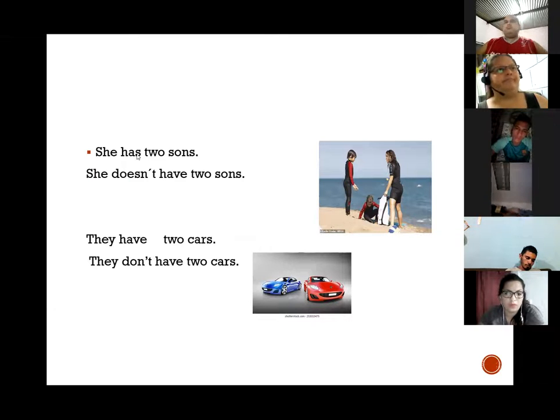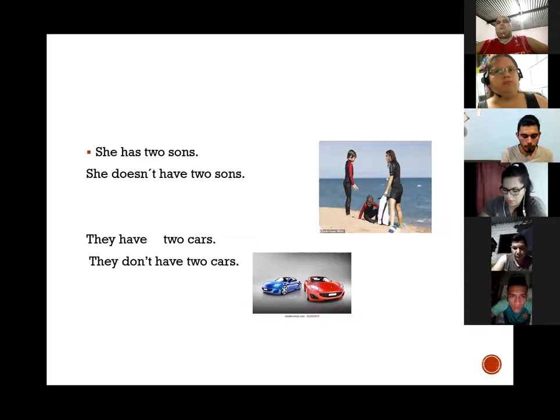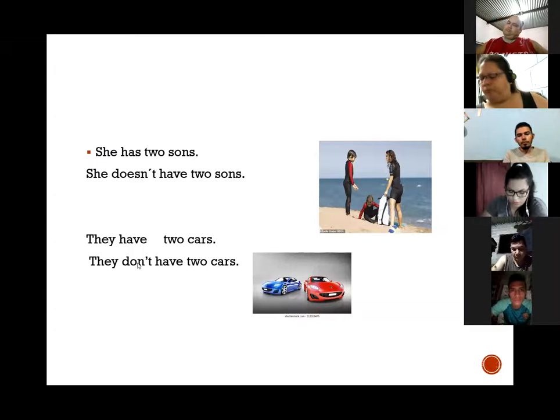Como pueden ver, únicamente vamos a utilizar has en la forma afirmativa y en la forma negativa regresará el verbo a su forma original. She has two sons. Okay, and she doesn't have two sons. Then we have the verb have. They have two cars. The negative form, they don't have two cars.